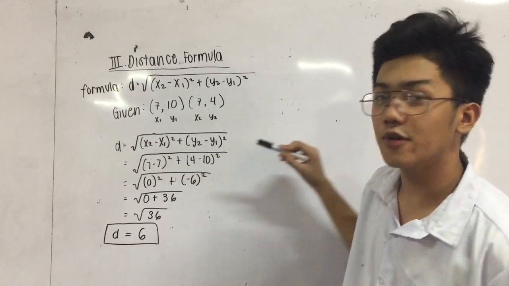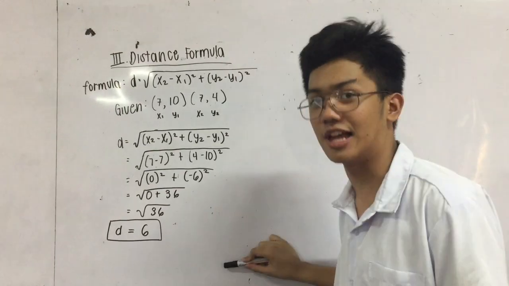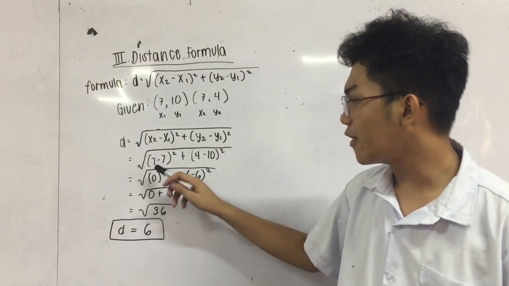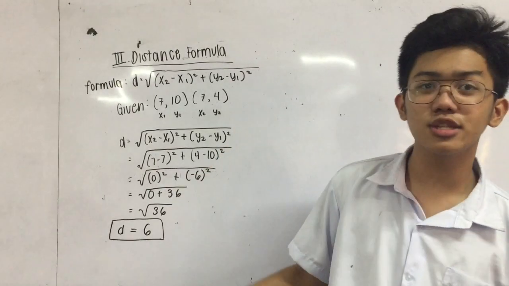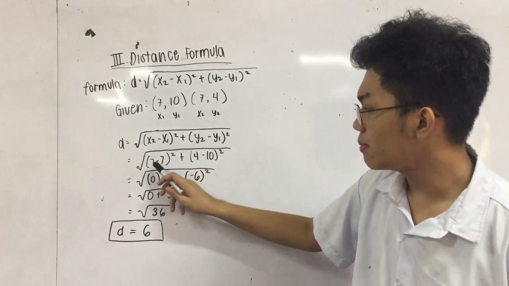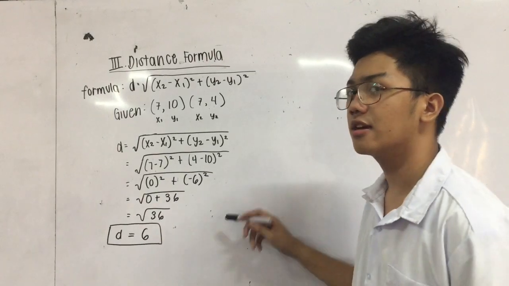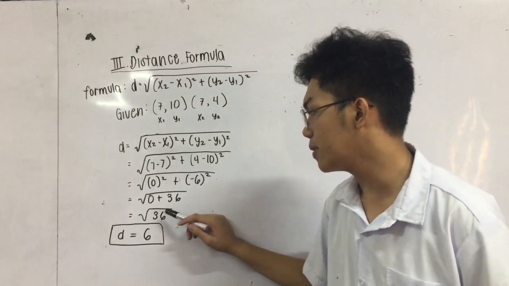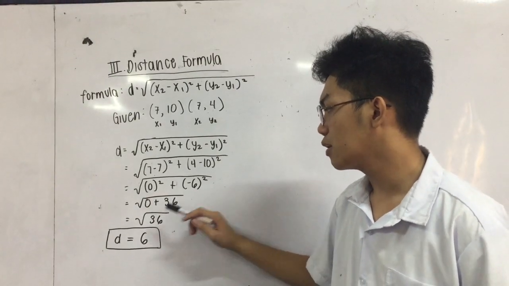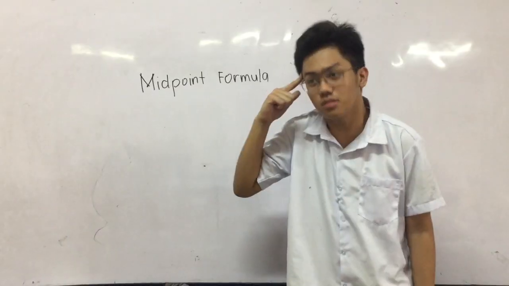We will substitute the formula with the given, so we will get the final answer. This is our given: 7 minus 7 squared plus 4 minus 10 squared. Once you subtract inside the parentheses, it will become 0 squared plus negative 6 squared, which will be the square root of 0 plus 6, the square root of 36, which is 6.